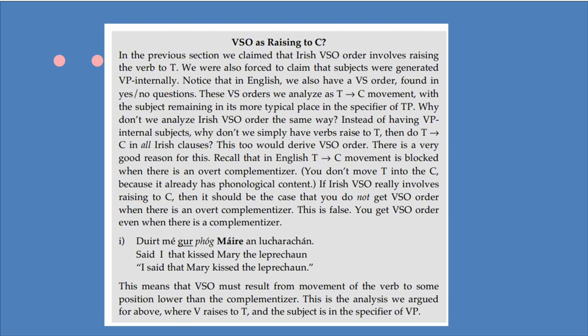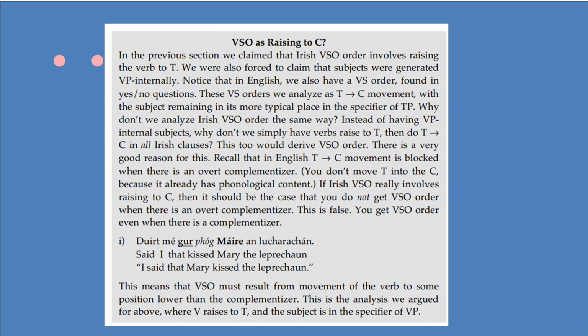Instead of having VP internal subjects, why don't we simply have verbs raised to T and then T to C in all Irish clauses? These two would derive VSO order. There is a very good reason for this. Recall that in English, T to C movement is blocked when there is an overt complementizer. You don't move T into C because it already has phonological content.